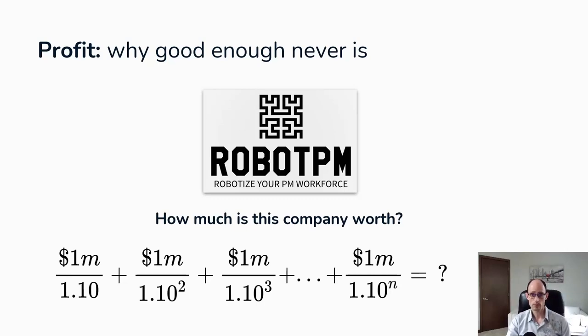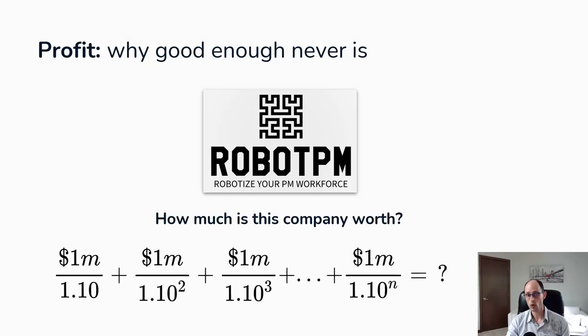Well, we need to remember that the $1 million that the machine should produce next year isn't worth as much as $1 million that I can have right now. It's not certain, it's not available now, and so we need to discount those future profits by a certain percentage. Let's use 10% as the discount rate, and if we do that, it means that $1 million of profit that Robot PM should produce next year is worth about $900,000 today. So that's about 10% lower.